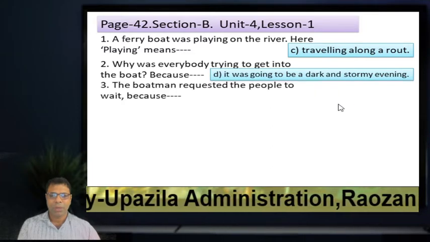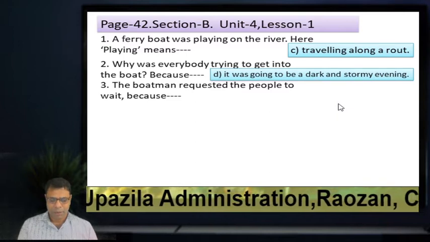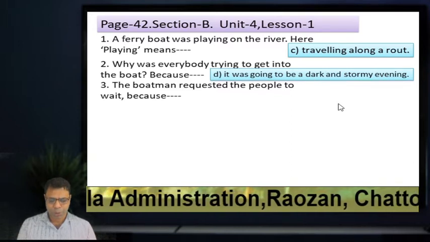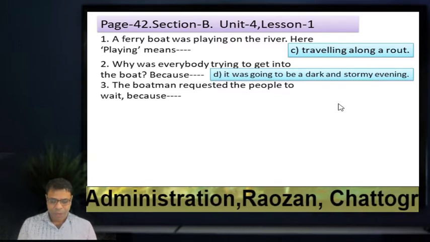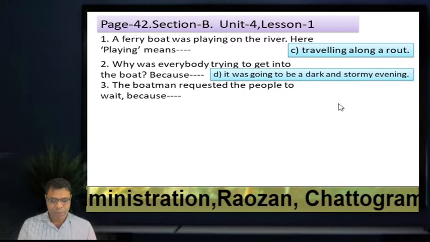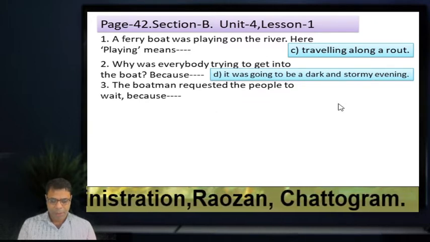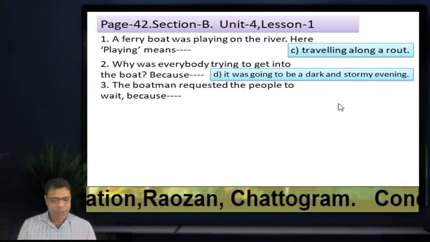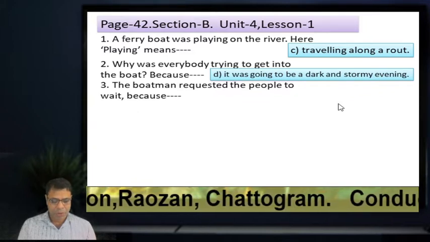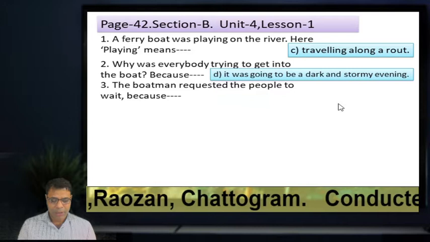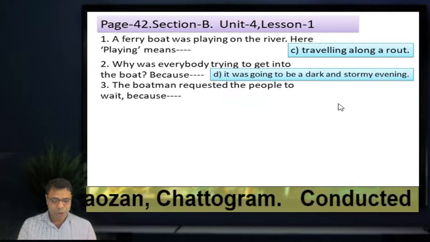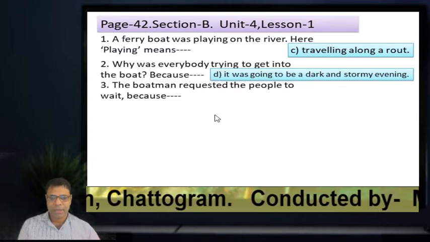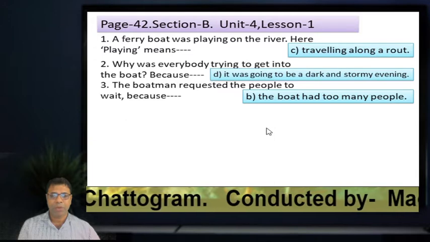Now question number 3. The boatman requested the people to wait because. Now I am going to say the options. Option A, his boat was very small. Option B, the boat had already too many people. Option C, there were other boats they could take. And option D, he would not ferry people with bags and baskets. What will be the answer? Option B. The boat had too many people.